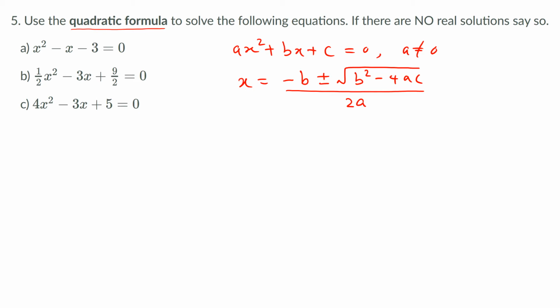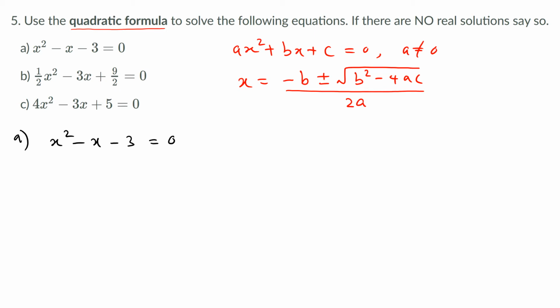Actually, in theory, you can solve any quadratic equation using the quadratic formula. But sometimes there are shortcuts, like for example, factoring sometimes works much faster. But in theory, you can always use the quadratic formula to solve problems like that if a is not equal to 0. So let's start with the first one. The first one says x squared minus x minus 3 equals 0.